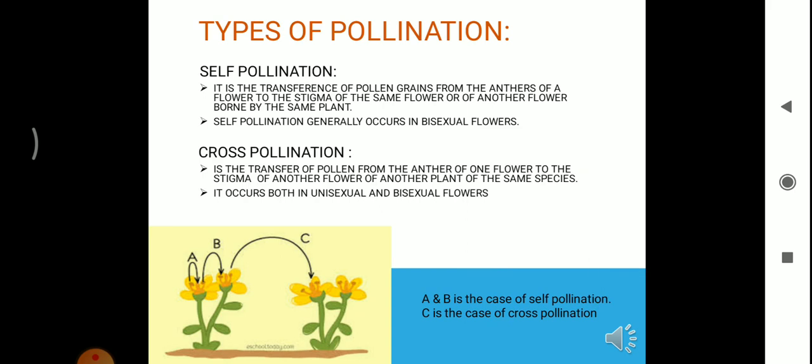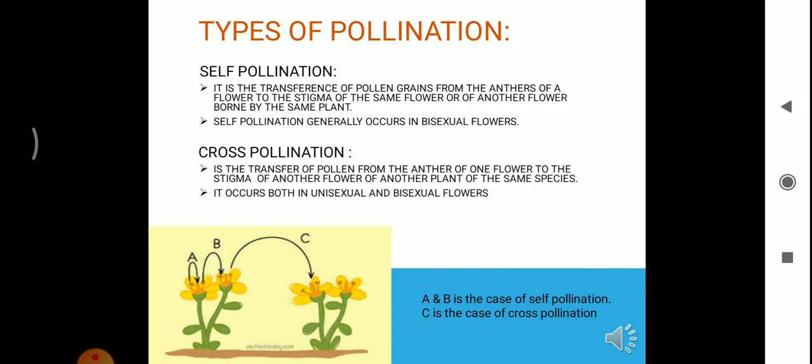The transfer of pollen grains to the stigma can take place in 2 ways. First, within the same flower or between flowers of the same plant. Or second, between flowers from different plants of the same species. Pollination in the first case is called self-pollination, while in the second case it is called cross-pollination. Now coming first to the self-pollination.